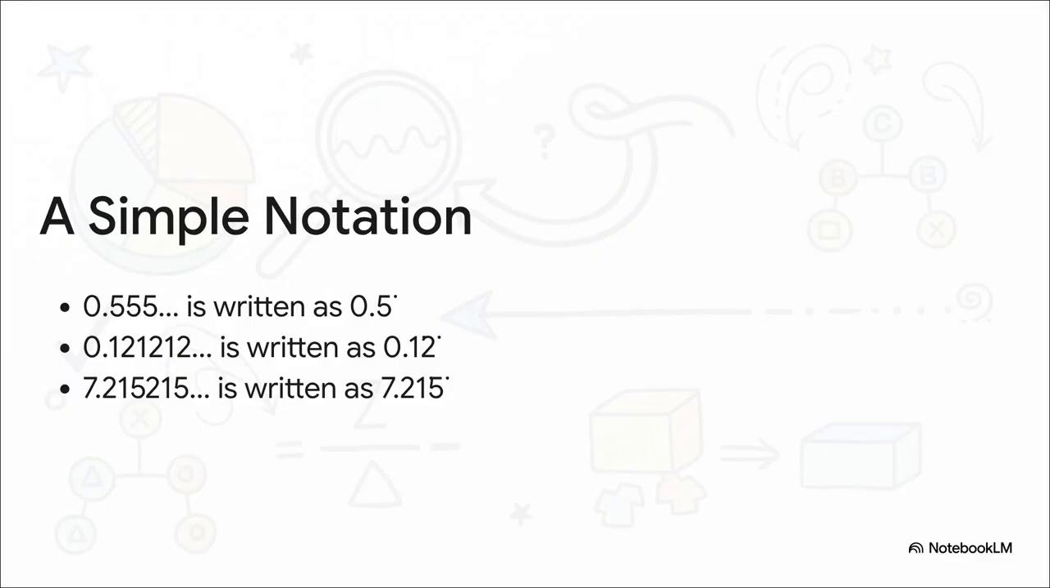Now, writing all the time is kind of annoying, right? So there's a really cool shortcut. If you have 0.5555, you just write 0.5 and put a little dot right over the 5. That dot means this repeats forever.